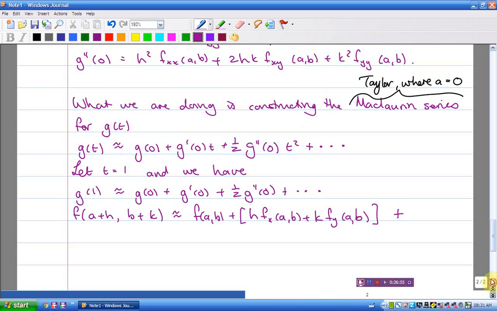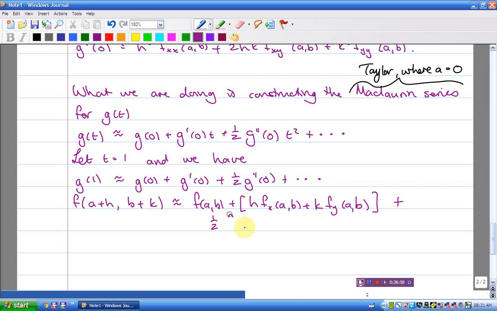Plus a half of g double dash of 0, which we worked out to be h squared f_xx(a,b) plus 2hk f_xy(a,b) plus k squared f_yy(a,b) plus dot dot dot. Sorry, I ran out of space for my dots there. They should be horizontal dots, they shouldn't be vertical dots, but I ran out of space. And ta-da! That's our formula.